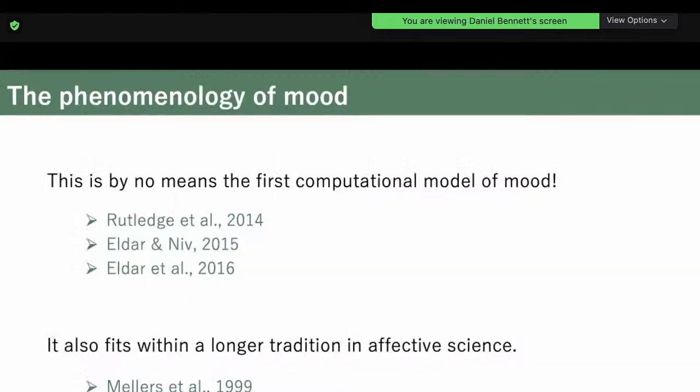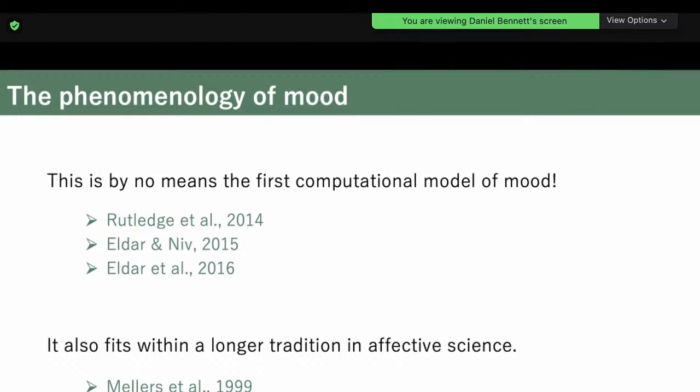The first thing to say is this is not by any means the first computational model of mood. People have been working on this a fair bit over the last 7, 8, 9 years. Three names that come up over and over again are Rob Rutledge, who is at Yale, Eran Eldar, who was a PhD student with Raymond Dolan and is now leading a lab in Israel, and the person I did my PhD work with. So these three papers are all computational models of mood that precede the one that I'm presenting to you today.